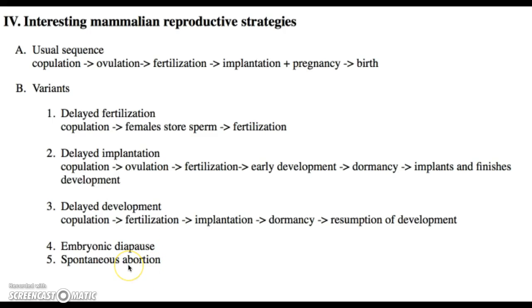Finally, we have a situation known as spontaneous abortion, and we see this in a bunch of species of rodents. What happens here is that a female will copulate and ovulate, and fertilization will happen, and the embryos will start to develop, but soon after they start developing, they are spontaneously ejected from the uterus. So it's an abortion that happens spontaneously based on the female encountering the scent of a strange male.